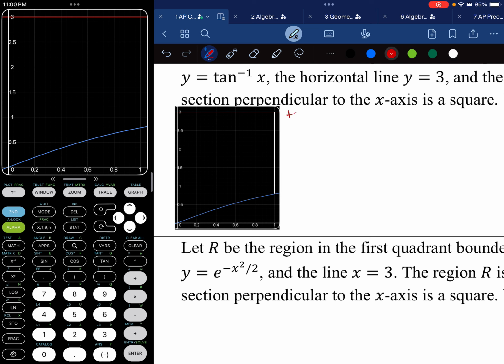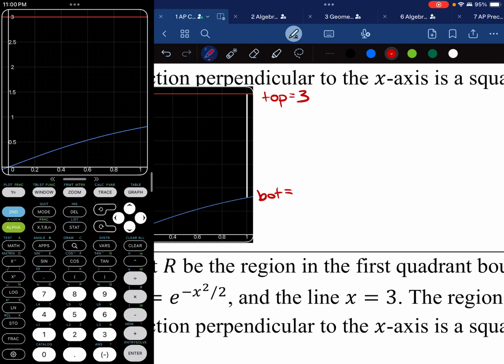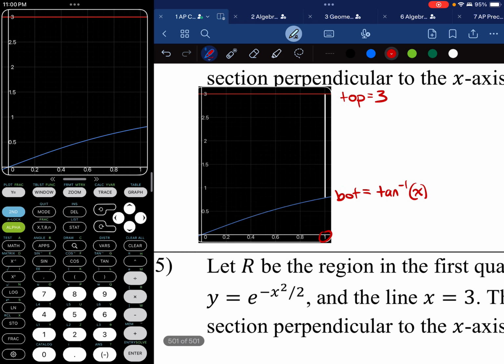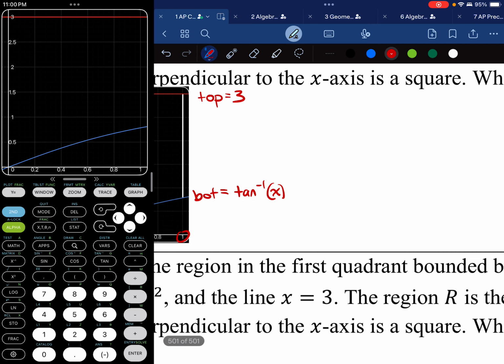The top is going to be 3. The bottom here is going to be arctangent of x. So I'll say arctangent of x. And the bounds are going to be from 0 to 1, we have everything that we need, right? So this is going to be the integral between 0 and 1 of the top, 3, minus the bottom, which is arctangent of x, and that entire quantity squared dx.